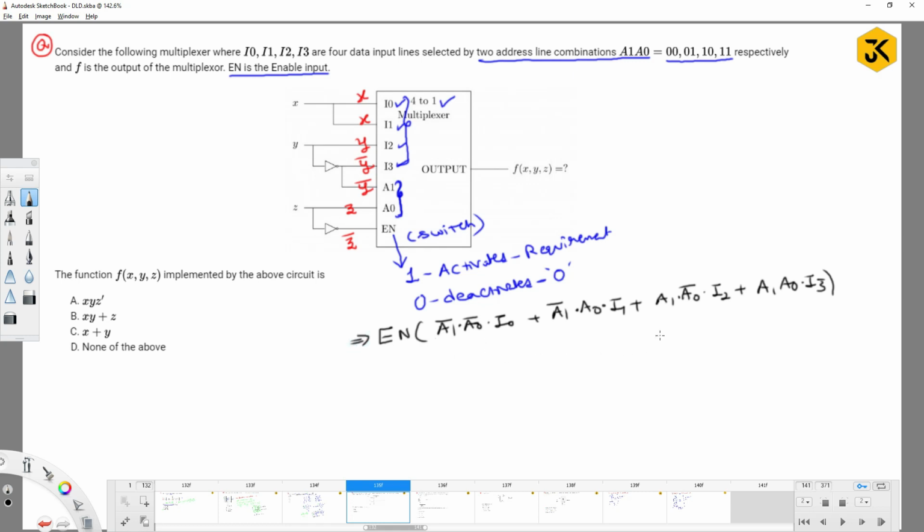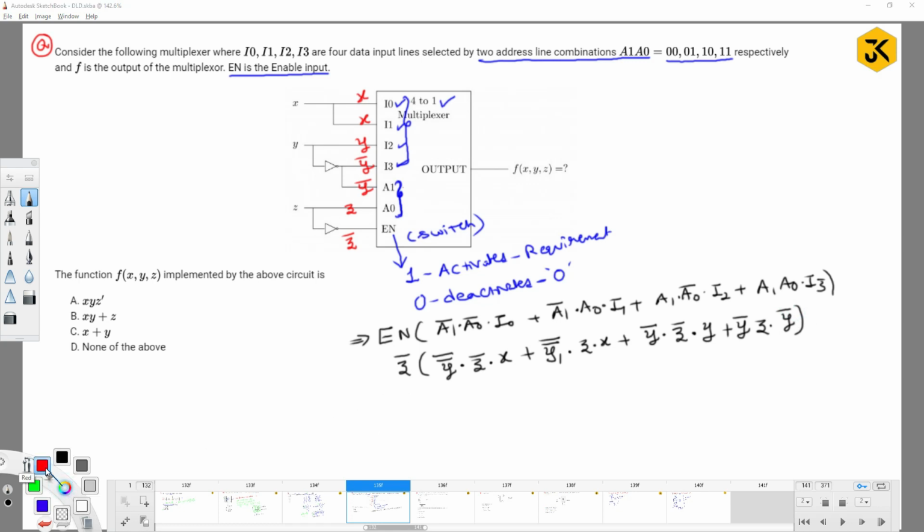But in place of these select lines and inputs, you have to substitute the given values, right? So what is the enable input? Enable input is z bar, into A1 bar and A0 bar. A1 is y bar, so y bar whole bar into A0 is z bar, I0 is x, plus A1 bar, so y bar whole bar into A0 is z, I1 is again x, plus A1 is y bar, A0 bar is z bar, I2 is y, plus A1 is y bar, A0 is z, I3 is y bar, right?